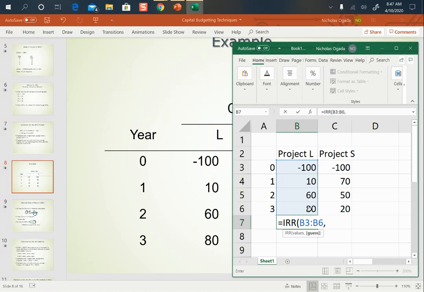And then the next is to guess what that rate is, because we're looking for that rate that will equate the net present value to be 0. So I'll enter, and in this example I found this to be 18.13% as the internal rate of return for project L.